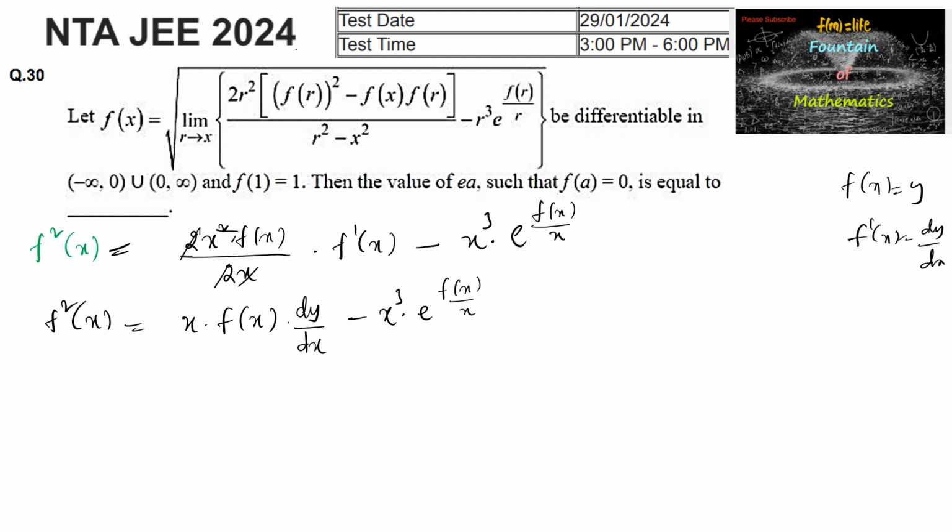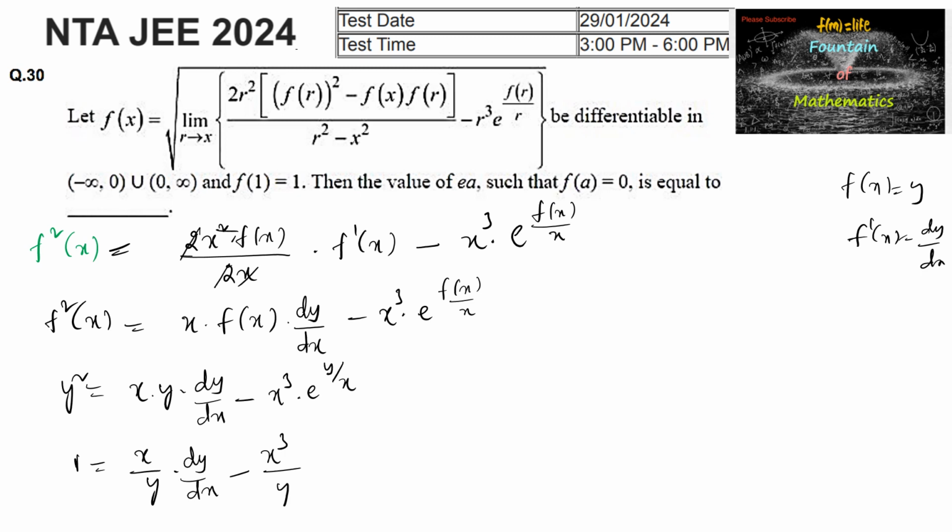So let us write f square of x is y square is equal to x into y into dy by dx minus x power 3 into e to the power y by x. So we can write, dividing with y square, 1 is equal to x upon y into dy by dx minus x power 3 divided by y square into e to the power y upon x.